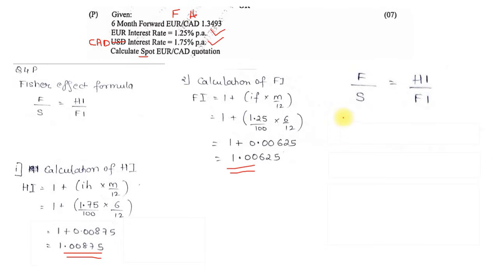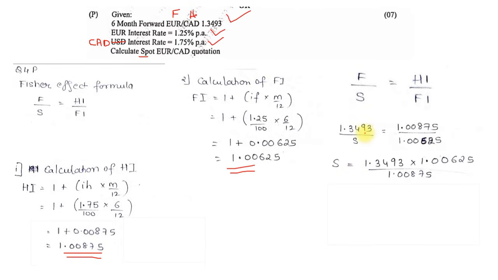So our final formula again: F upon S is equal to HI upon FI. We substitute, we have the forward rate which is given in the question. HI and FI we just now found, we cross multiply. So we get 1.3493 into 1.00625 upon 1.00875. We will get the spot rate as 1.3460. Therefore, the euro to CAD spot rate comes to 1.3460.